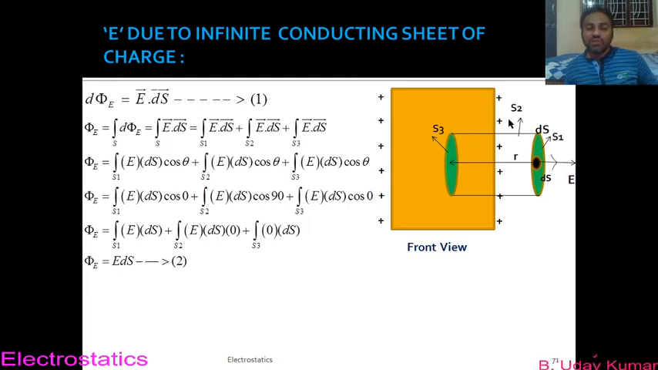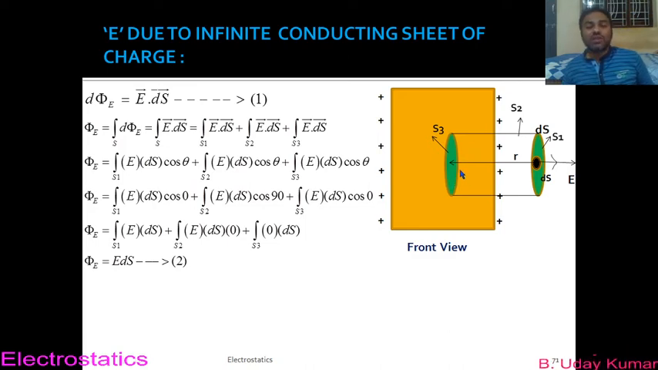If you observe this diagram, we already discussed it. This cylinder will have 3 surfaces, right? One is the circular surface on the right side, which I have taken as S1, another one is the circular surface on the other side of the cylinder, which I am taking as S3, and this is the curved surface. So S2 is nothing but the curved surface of the cylinder that I am considering.